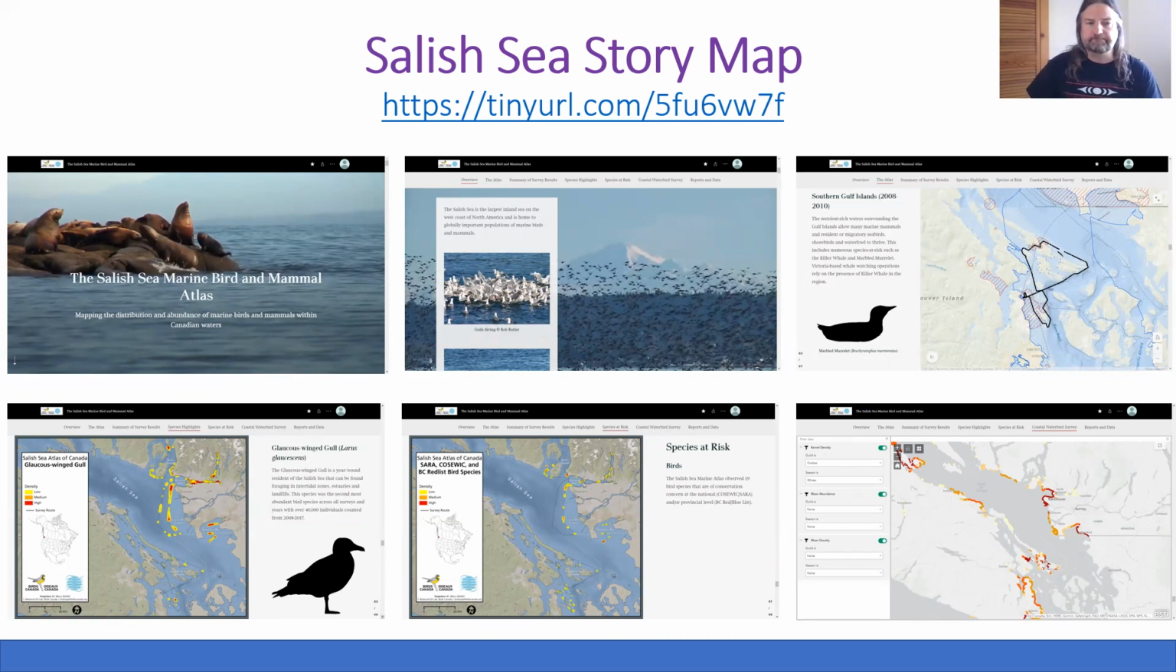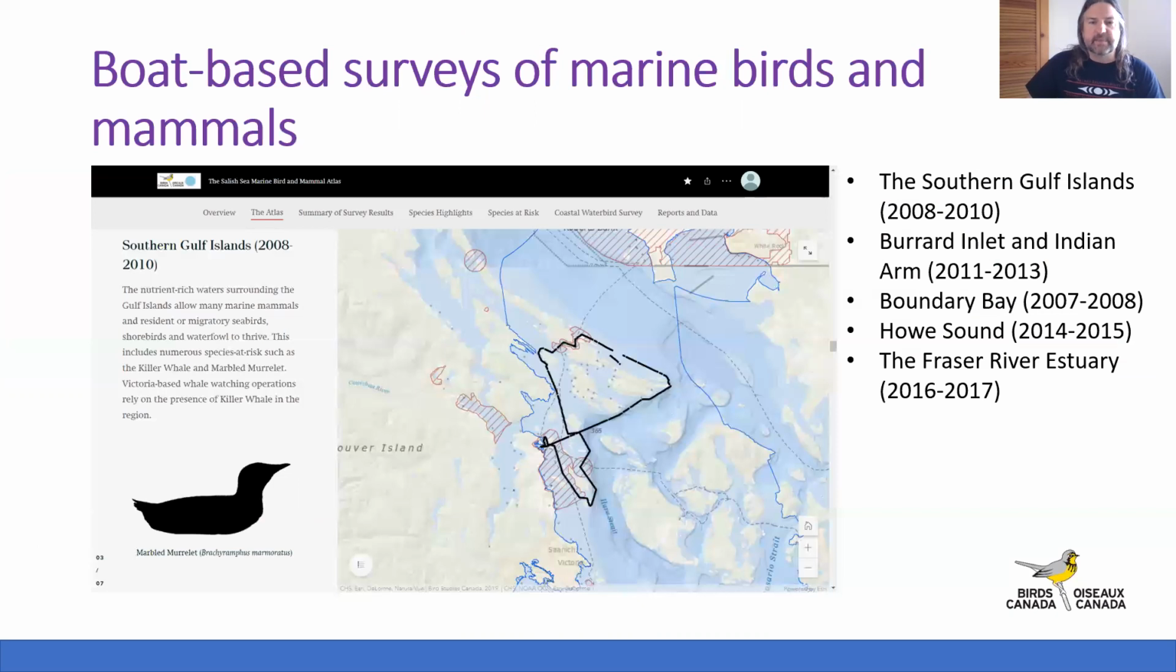The heart of this atlas is really the boat-based surveys that were started about 15 years ago by my colleague and friend, Dr. Rob Butler. And I'll explain here. Each boat-based survey, you can see the 5 listed here on the side and the years that they were done. Each of these surveys involves a crew traveling in a boat along, in this case, this black line here, where hopefully you can see my cursor, following around, and the crew would count the birds and marine mammals seen on either side of the boat a certain distance away.